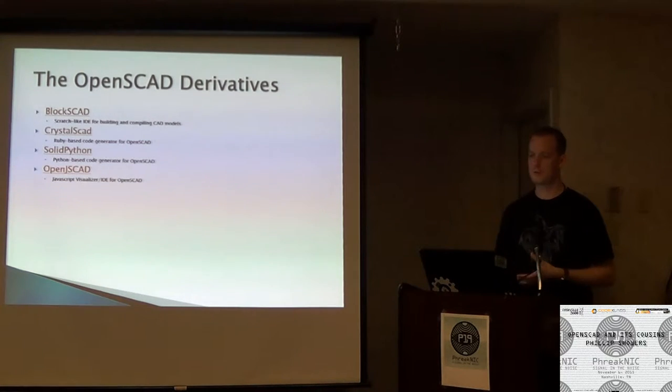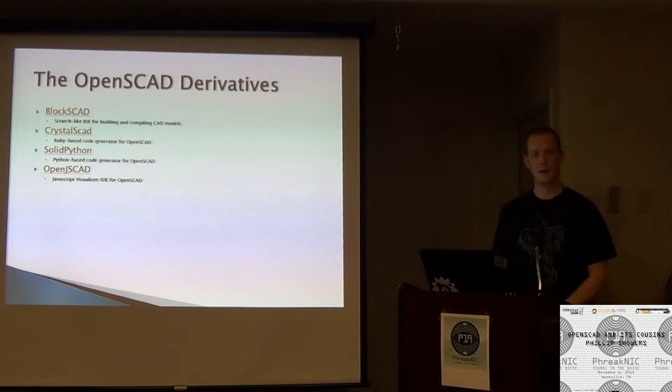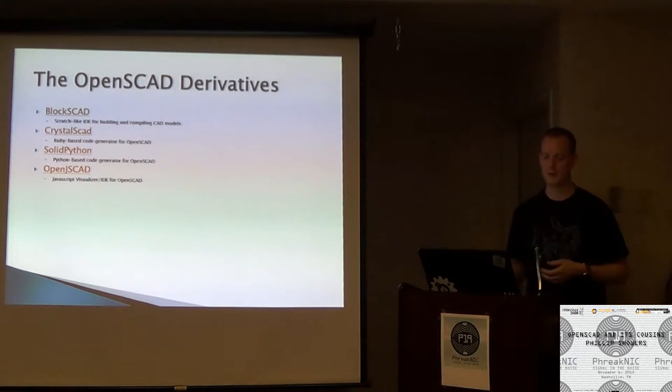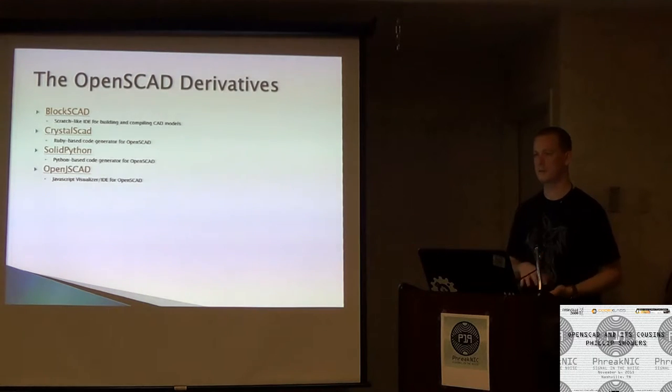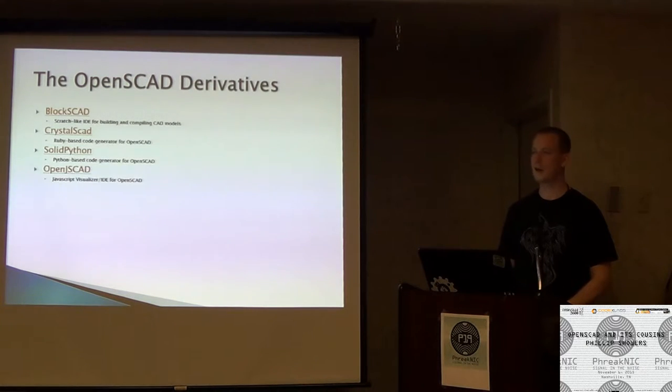They basically have their objects defined in Ruby, and they compile it to OpenSCAD, which then they compile to STL. SolidPython's another one that is similar, where they're defining objects in Python that they compile to OpenSCAD, which compiles to STL. JSCAD is another one that they compile to, or it's more of a visualization tool.